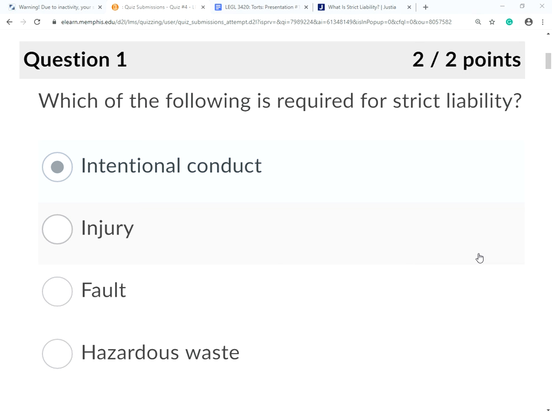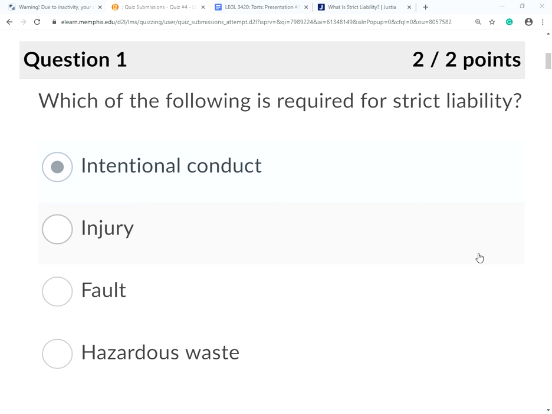Hello everyone, this is Robert Weaver and I want to do my quiz review for you for quiz 4, and I've chosen from attempt 1 question number 1, and that reads, which of the following is required for strict liability?